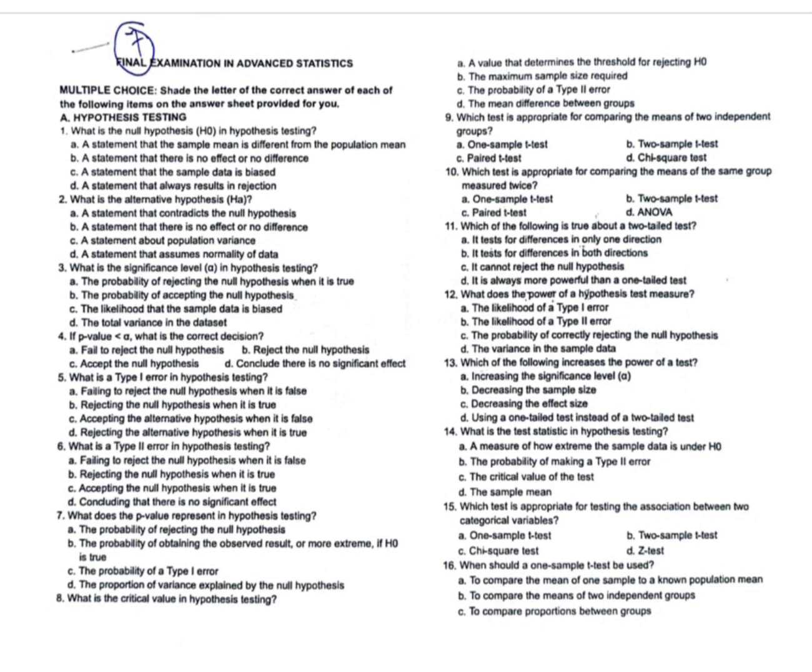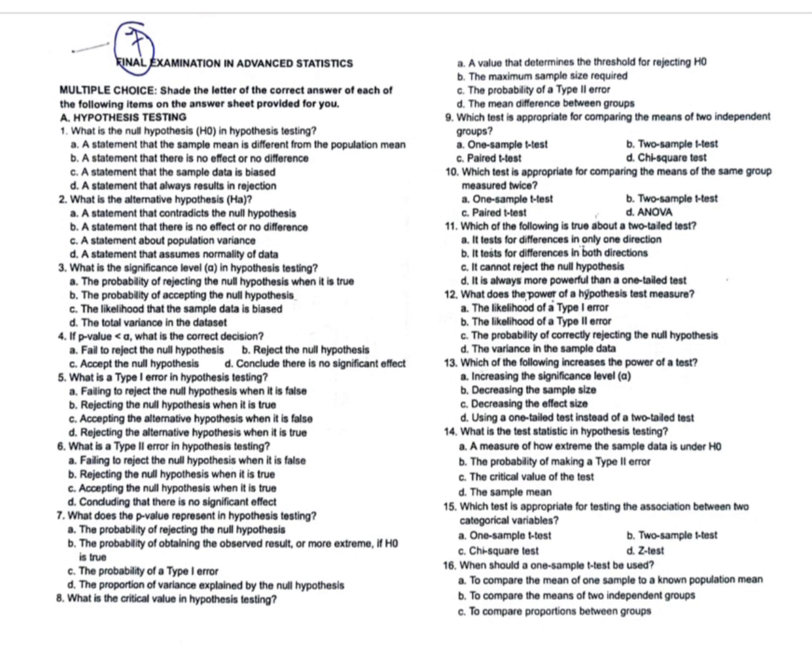So next question, what is the critical value in hypothesis testing? The critical value in hypothesis testing, A, is a value that determines the threshold for rejecting the null hypothesis. Next question, which test is appropriate for comparing the means of two independent groups? The answer will be B, two-sample t-test. Number 10, which test is appropriate for comparing the means of the same group? The answer will be paired t-test.